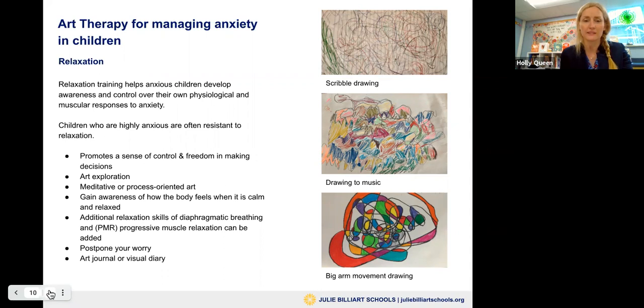Postponing your worry is encouraging parents to set aside a time for the child, not close to bedtime, just giving their child one-on-one a particular place and a particular time specified during the day. As worries arise, they can encourage the child to draw or write their worry in a journal or sketchbook, and then remind them during the day as these worries come up that they will have a time to deal with that worry. That is sometimes helpful also.